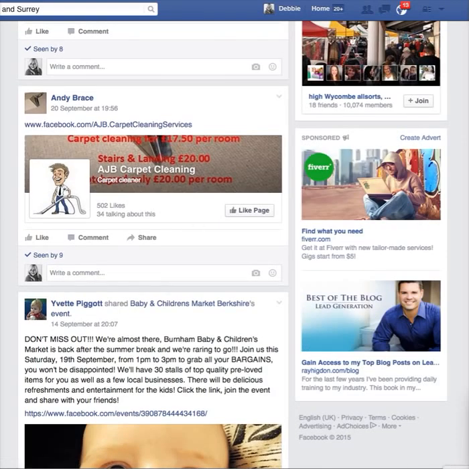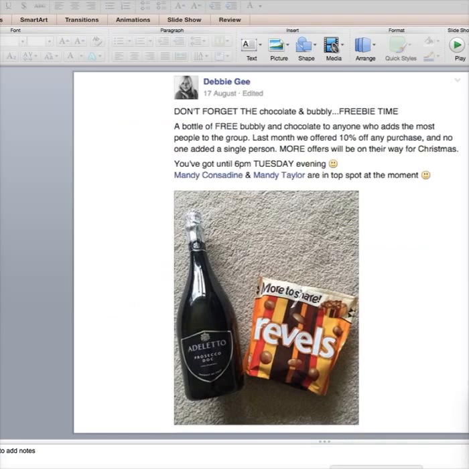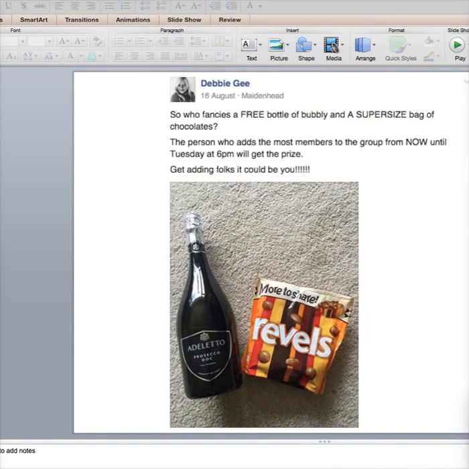And then I'm going to show you another way, because if you're still stuck for getting people in your group, here is another way you can do it. And this is it. I'm showing you on PowerPoint because it's so much easier. I placed a bottle of wine and some chocolates in the group and said, who fancies a free bottle of bubbly and a supersized bag of chocolates? The person who adds the most members to the group from now until Tuesday, 6 p.m. will get the prize.